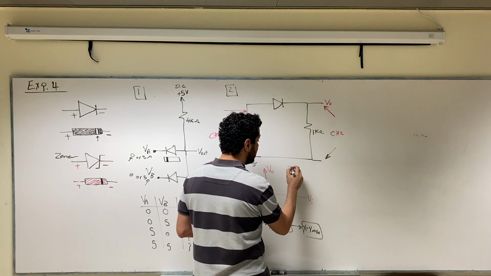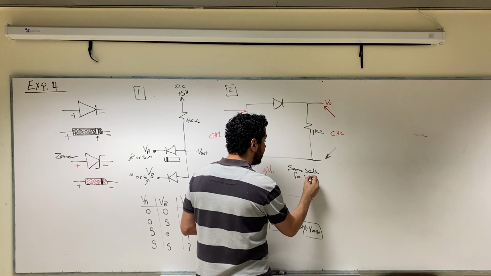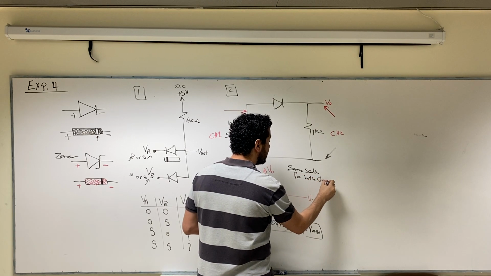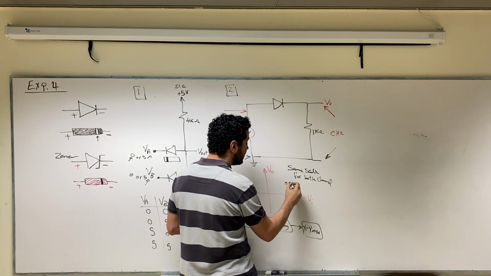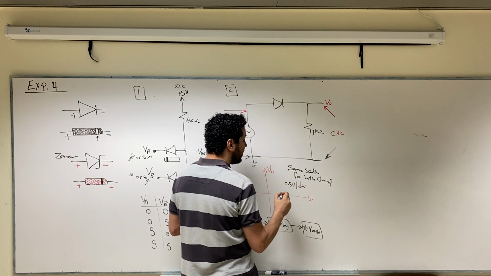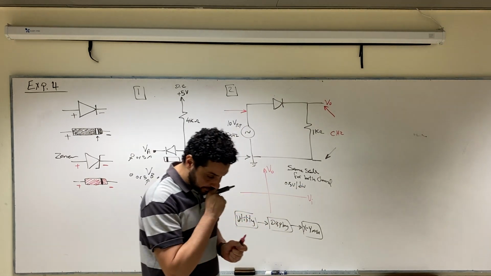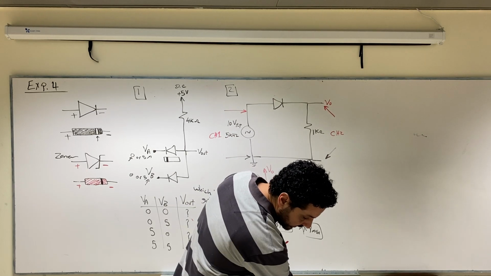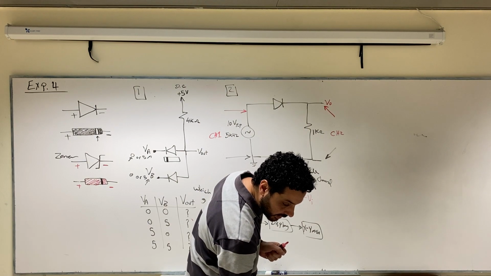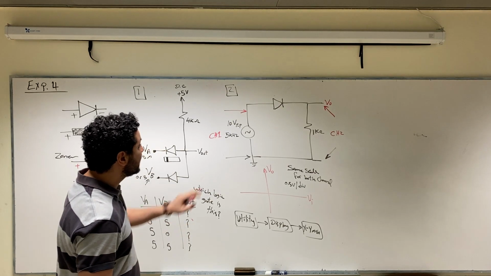So use the same scale for both channels. And it is recommended here to maybe use 0.5 volt per division for channel 1 and for channel 2. Both of them have to be the same. Okay, so this is what is required in the first step of this circuit.